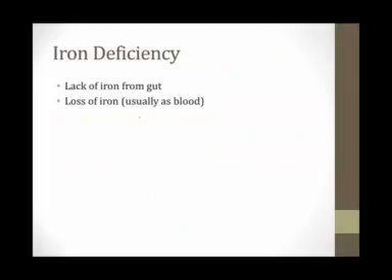So there are basically two mechanisms by which a patient can become iron deficient. The first is lack of iron in the gut, and the second is loss of iron, usually as blood. And we'll talk about both of these in the next few slides.